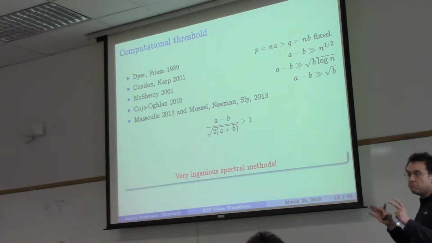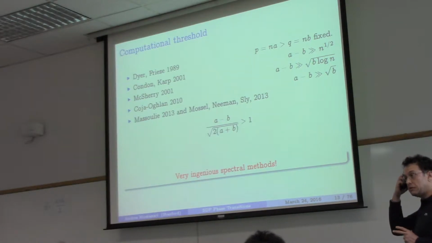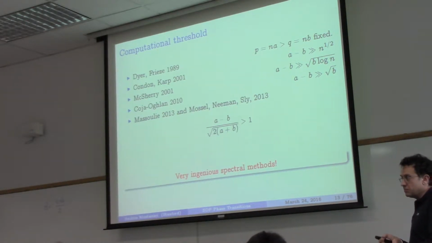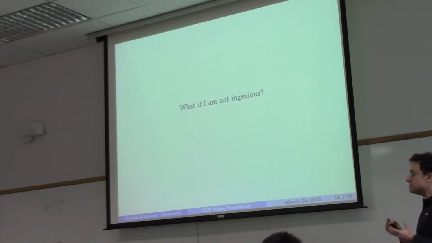But they understand very well the statistical, the probabilistic properties of these graphs, and construct smart matrices that are tailored to the probabilistic properties of these graphs. Okay? So these are smart people that understand random graphs and leveraged on this. So this raises the question, what if I'm not ingenious?